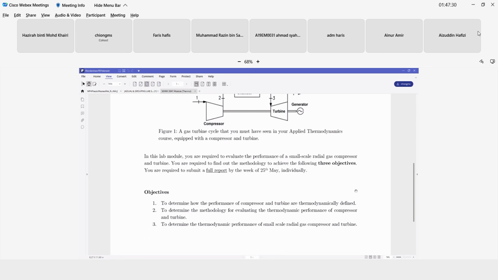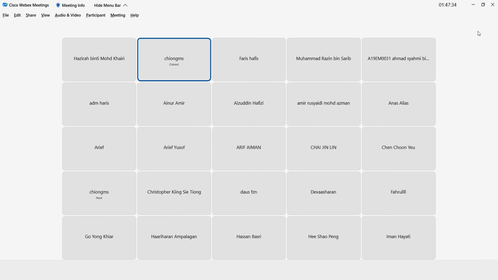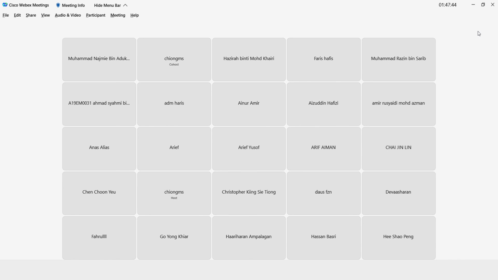Any more? Doctor, report in handwriting or we can do it on Microsoft Word? Up to you. I would say soft copy. Since you are going to submit in soft copy, why do you need to write by hand? All right, Doctor, thank you. But either way, it's okay.